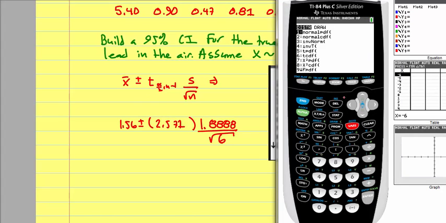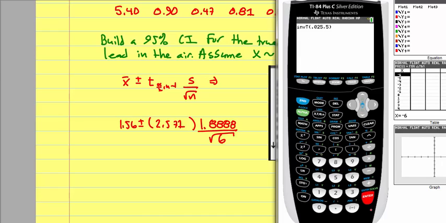We do second DISTR inverse t, and again, if you don't have the inverse t function, we'll help you find it by programming your calculator. Those directions will be on the website. Now if I have 95% total area in the middle, that means I have 5% total in the two tails, which would mean I have 0.025 in the left tail. My degrees of freedom are 5 because I have sample size minus 1.